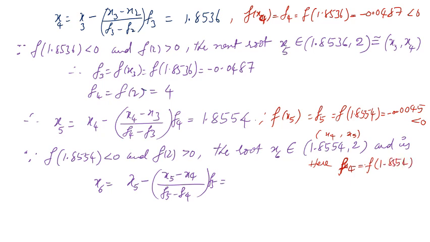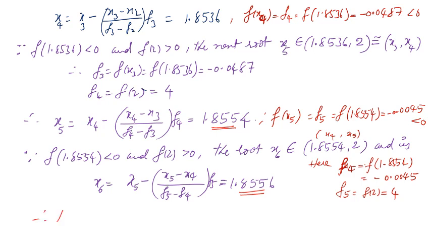1.8554, that is equal to minus 0.0045, and f5 value is f of 2, that value is 4. So what is this value after substituting everything? This x6 value is 1.8556. Now see, the 3 decimal places after the decimal point are the same, right?